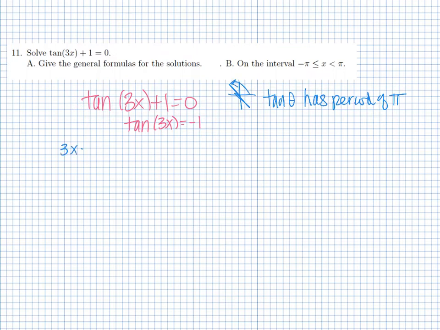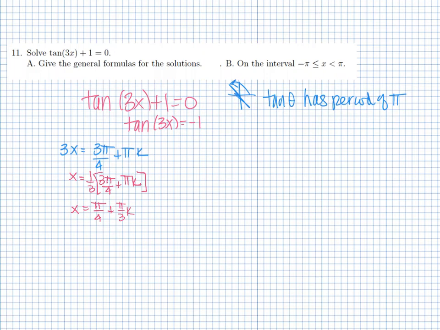We know then that 3x will be 3π/4 plus πk. But I need to figure out what to do with this 3. So I divide both sides by it. x is going to be 1/3 of 3π/4 plus πk. And that actually becomes x equals π/4 plus π/3 k. And that is our general solution for this problem.